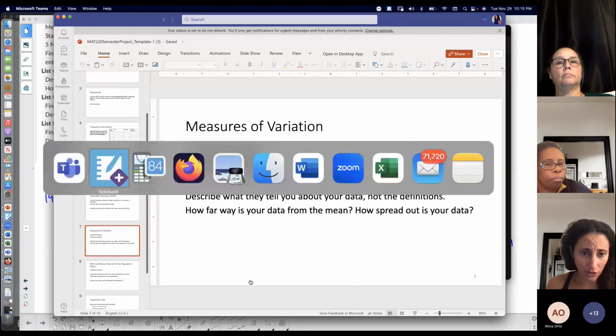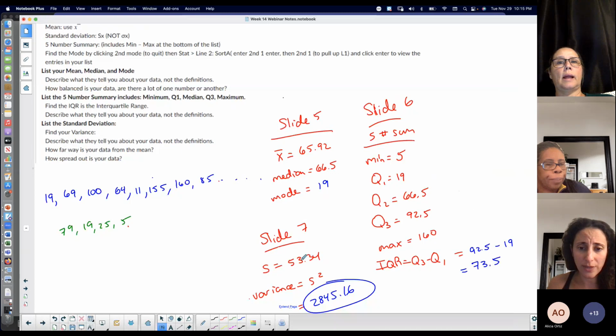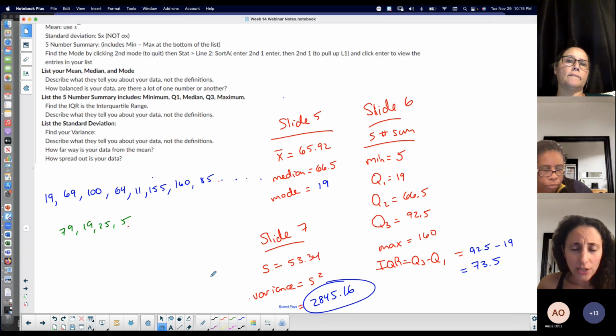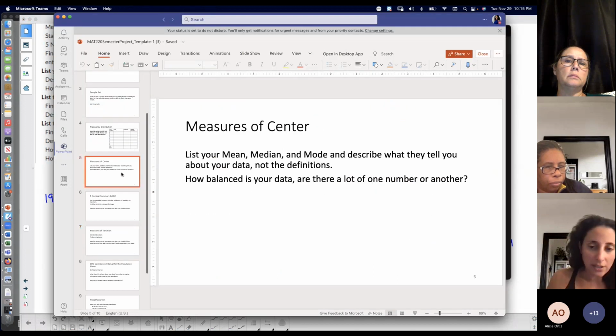Your standard deviation, if it's large compared to your situation, my standard deviation here is 53. Based on your standard deviation, if it's big or small, larger standard deviations tell you that you have more variability, like the values within your data set are more spread and further away from the mean. If the standard deviation is smaller, they're closer to the mean. These are things that you can talk about on these slides. You can add to it as you go.